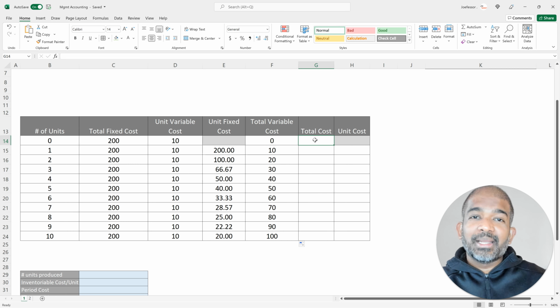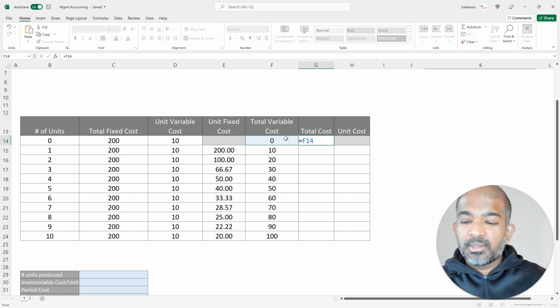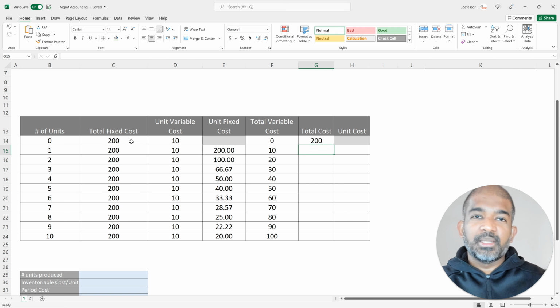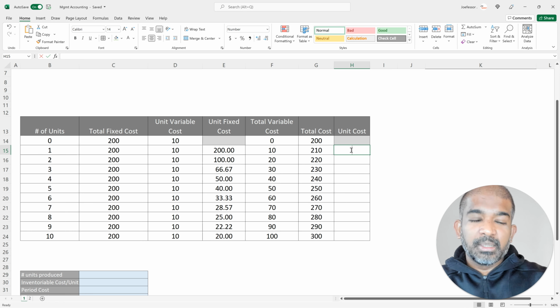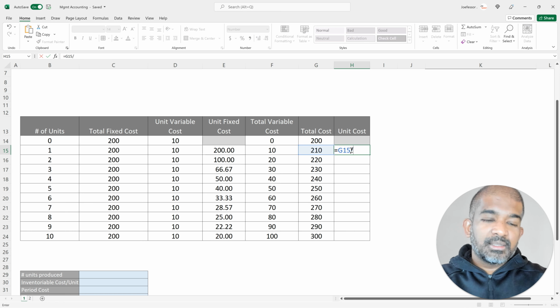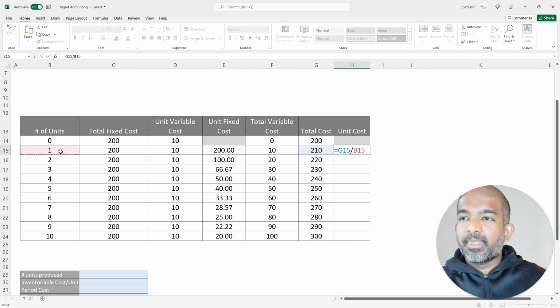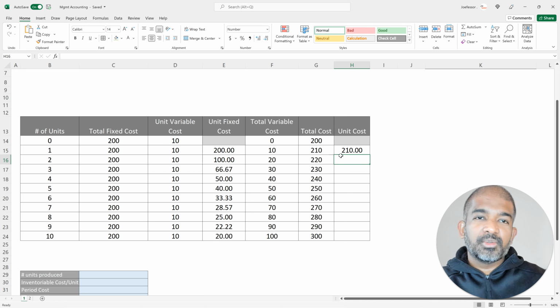How do I calculate the total cost involved in the process? I add the total variable cost with the total fixed cost. That gives me the total costs involved in the production process. Now I want to find the total cost, but at a unit level. So I basically take the total cost and divide it by the number of units that are being produced.